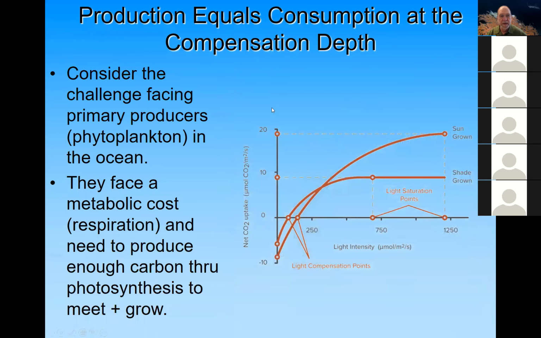I want to say further that light compensation points, so this is sun grown, shade grown, light intensity, and different factors. Primary producers face a metabolic cost, and they need to produce enough carbon through photosynthesis to grow. This is sort of measuring the compensation depth. So this is the compensation depth shown as a measure of light intensity versus carbon dioxide uptake. And so greatest saturation is going to be in this range here.